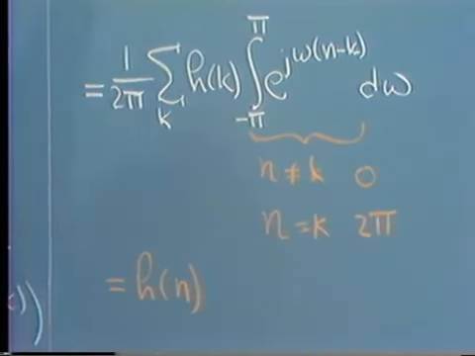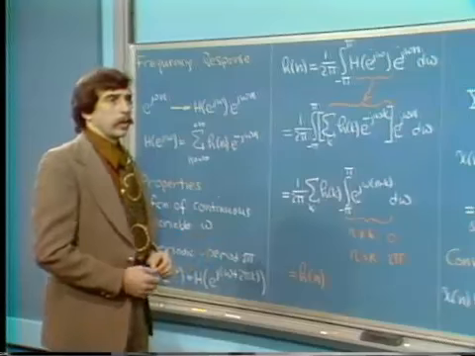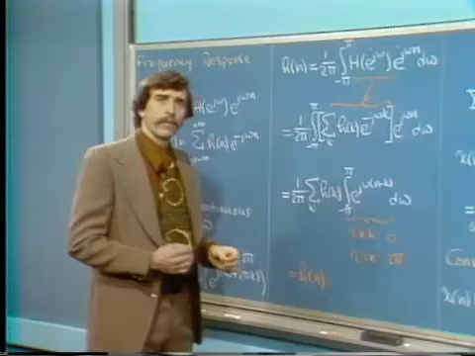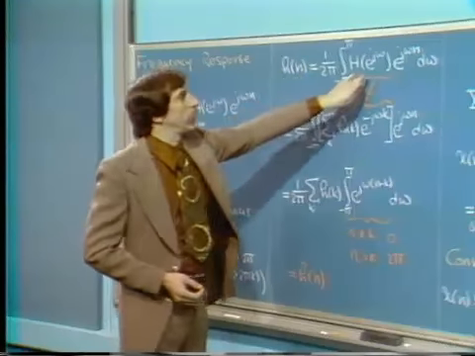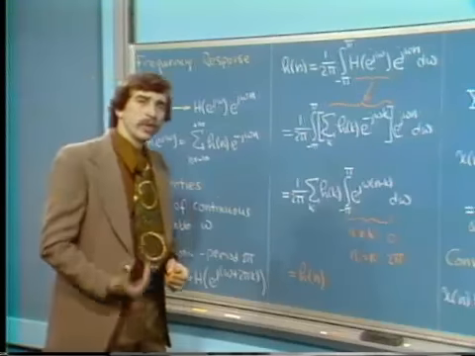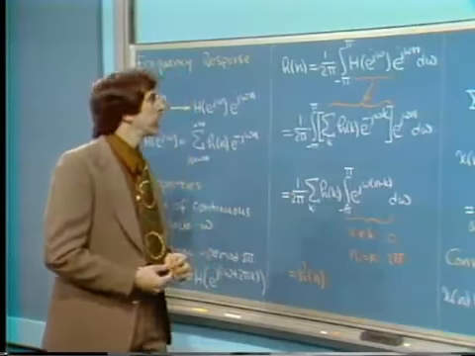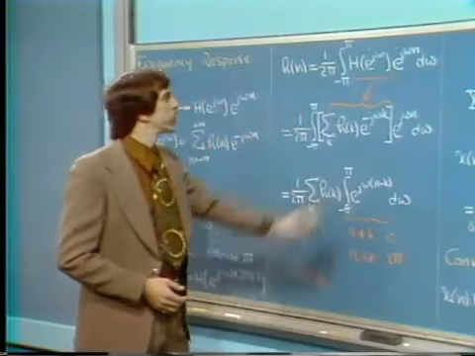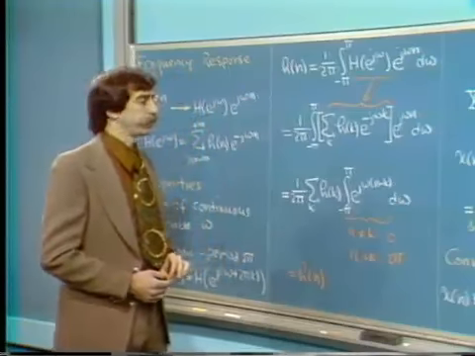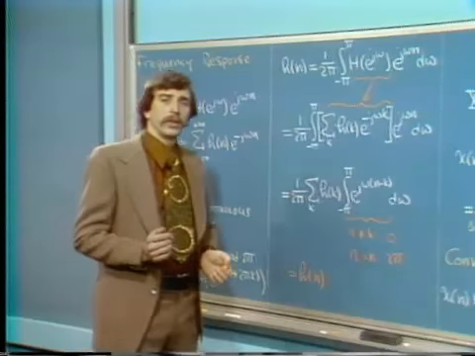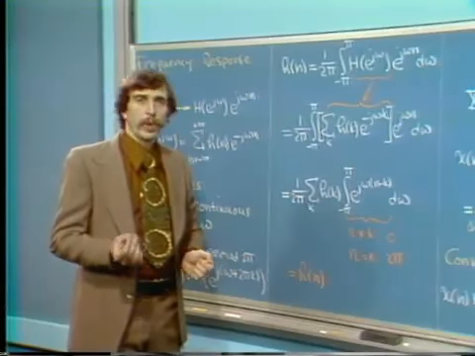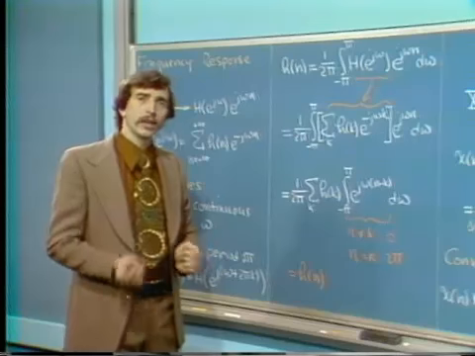All right, so this is, in a sense, a formal justification for the fact that, indeed, this is the inverse relationship to express h of n in terms of the frequency response, although, in fact, it's more useful in terms of insight to think of it as the Fourier series coefficients of a periodic function of the continuous variable omega. Now, this, in essence, is a Fourier domain representation for the unit sample response of a system.